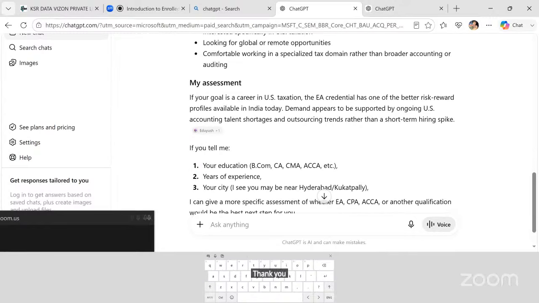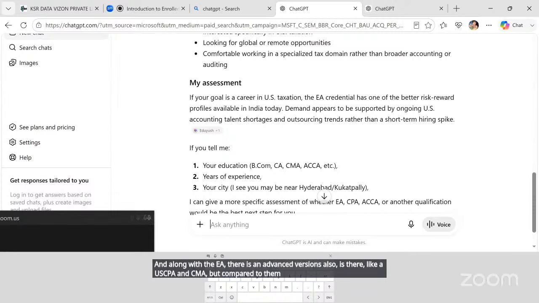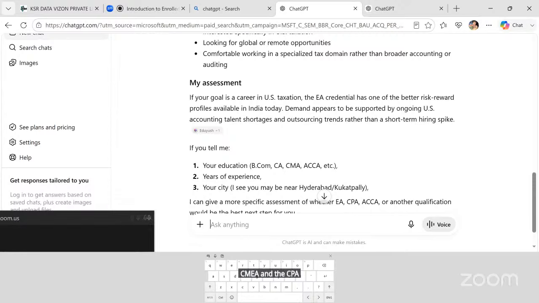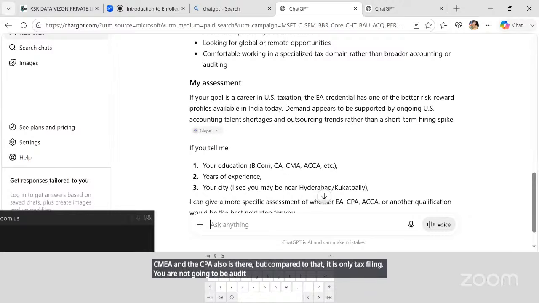Along with the EA, there are advanced versions also, like US CPA and CMA. But compared to them, this is the easy entry option. First, let's enter the market. Later, we can focus on advanced concepts, like how chartered accountancy works here. Similarly, CMA and CPA are there. But compared to that, this is only tax filing. You are not going to audit everything, and you are not going to help them reduce too much tax. It's an entry level job.